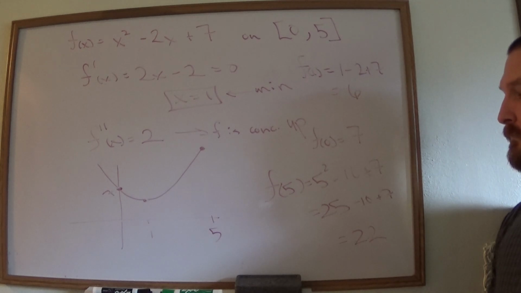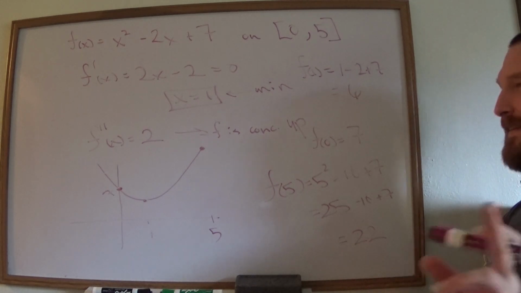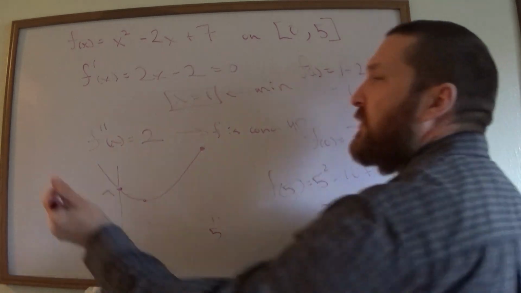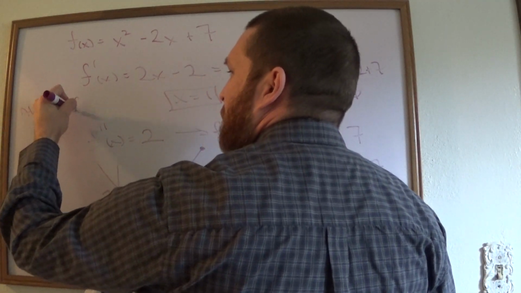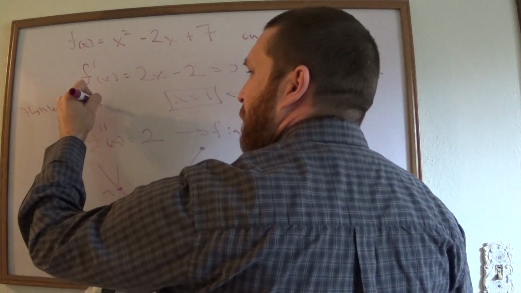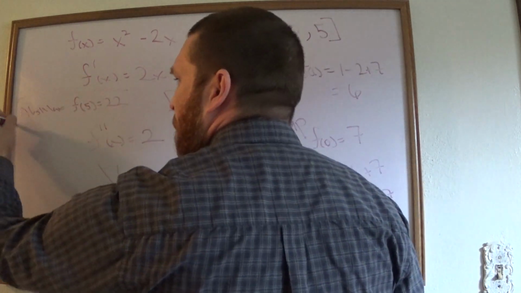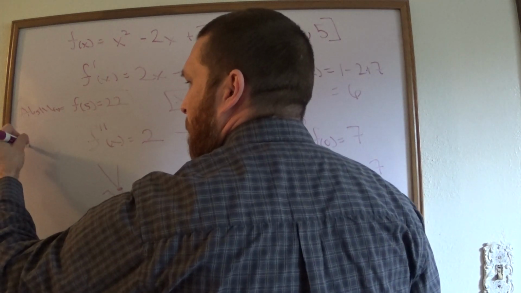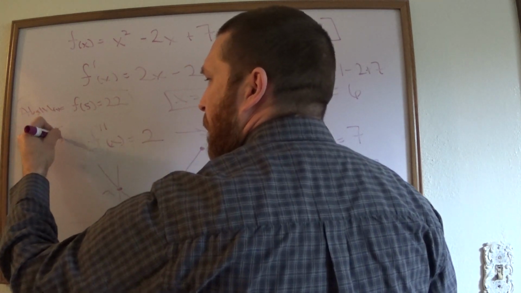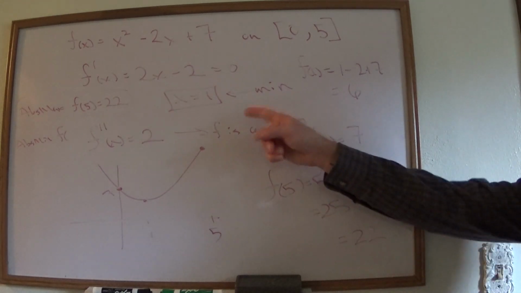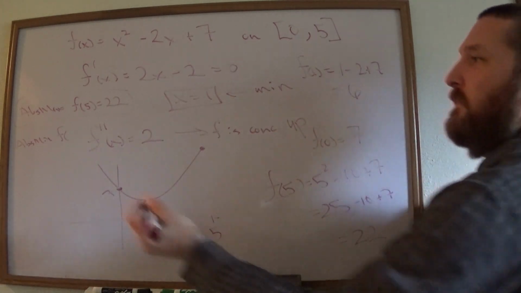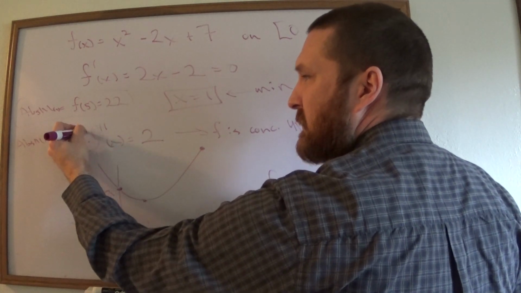F of 5 is the biggest, so there you go. And that's what I would like to see. I would say the absolute max is at 5 and you get out 22. And what's the absolute min? F of 1 equals 6. Yeah, it did get it to us, right? F of 1 equals 6.